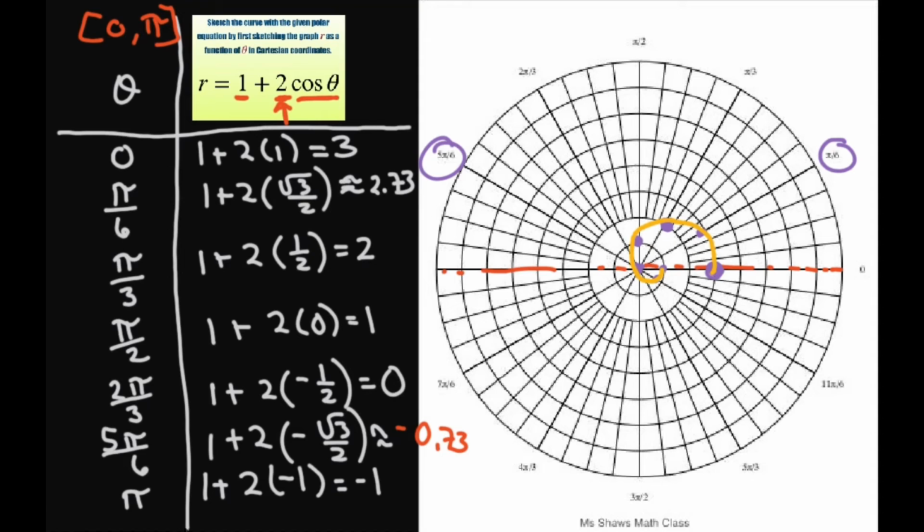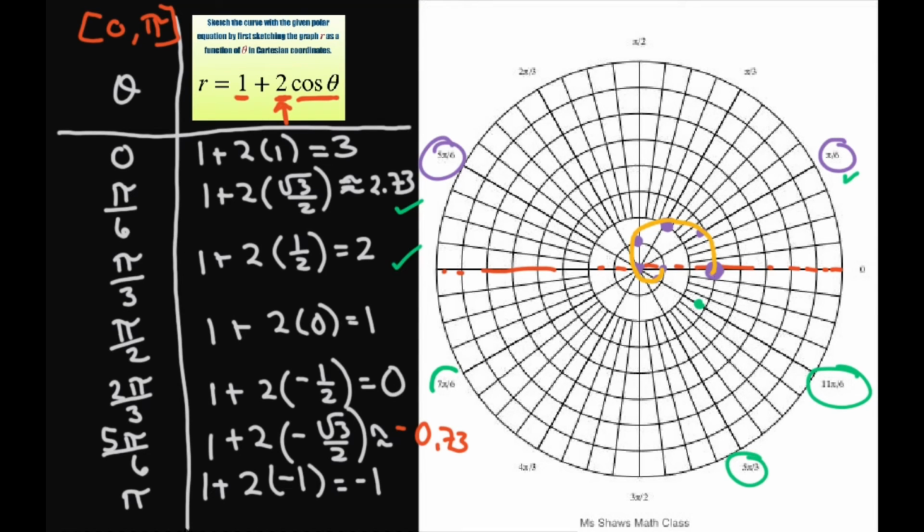All right. Now that you have that, you can use the fact that it's symmetric to the polar axis to graph the other part. And you just match everything up. So basically, where did we stop at pi? At 7 pi divided by 6. Let's go around this way. So 11 pi over 6 matches up to pi divided by 6. So that's going to go to the same value, 2.73.